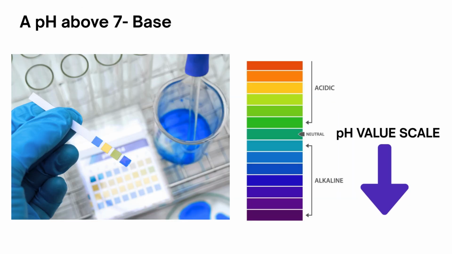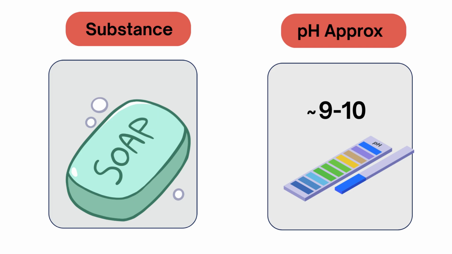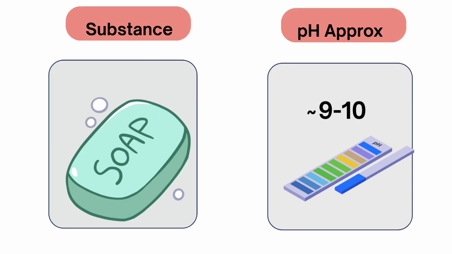Substances with a pH above 7 are called bases, also known as alkaline. The higher the number, the stronger the base. For instance, soap water usually has a pH around 9 or 10.